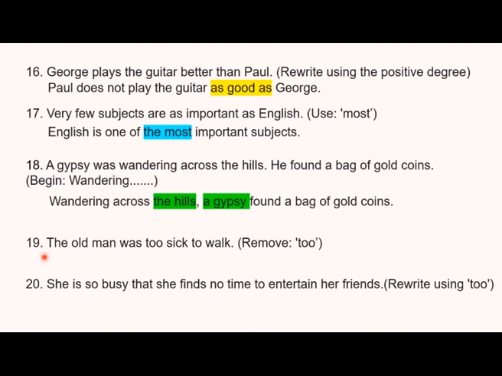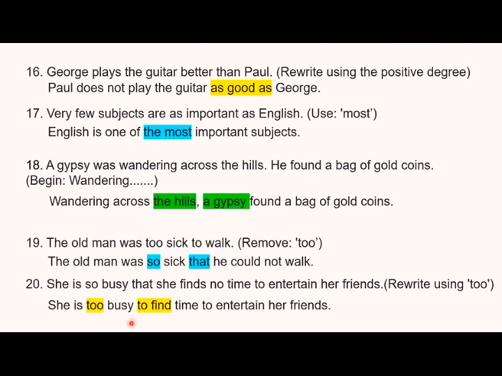Next, a very common question that you can expect in the examination is use of to. Either use to or remove to. So here the sentence is, the old man was too sick to walk. So you have to remove to. So the best way of changing this would be, the old man was so sick that he could not walk. So we all know this. But keep in mind this sentence, she is so busy that she finds no time to entertain her friends. When you are writing it using to, she is too busy to find time to entertain her friends.